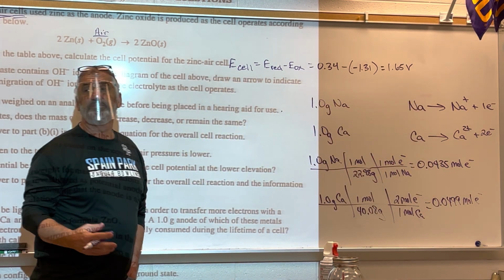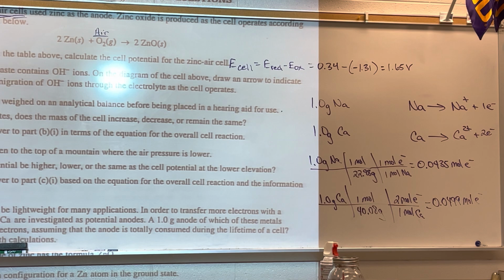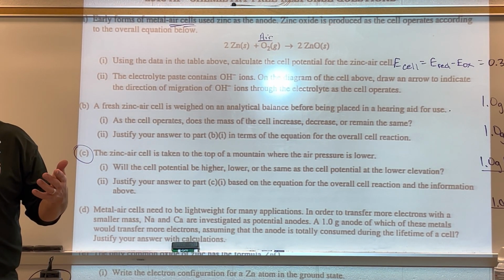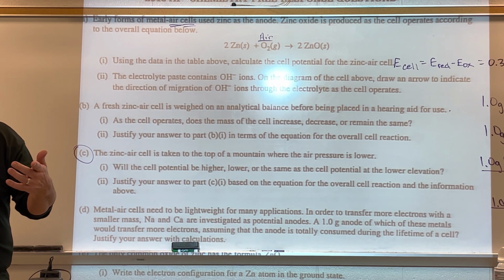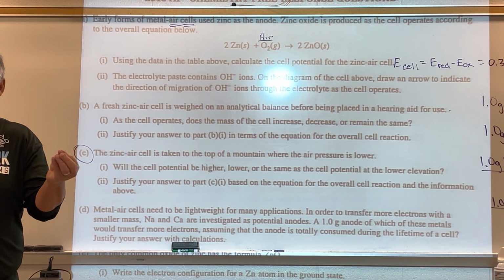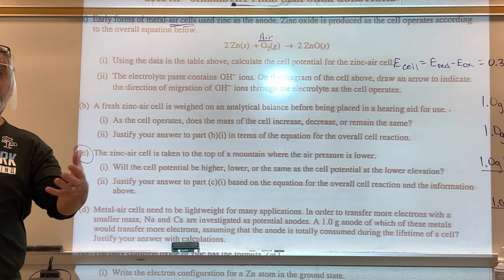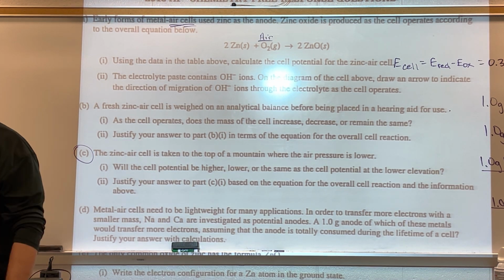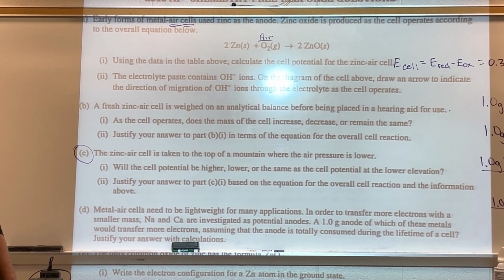So calcium is going to deliver more, it's going to last longer, it's going to be a better battery than sodium. For lightweight, 1 gram is going to produce more. That's what a chemical engineer, somebody trying to design a hearing aid, is going to be looking at: how can I make it the lightest, have enough voltage to make this thing happen, and go through all those processes.